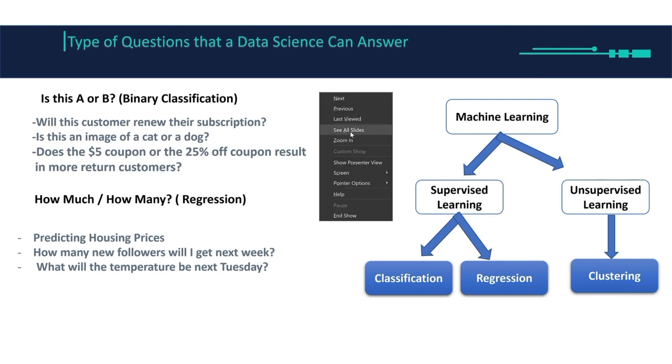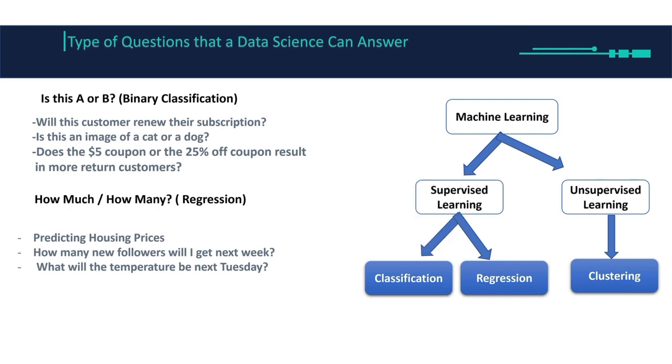Alright, so right now we are going to learn what type of questions a data scientist can answer. We are going to start with something called supervised learning and unsupervised learning. I'm pretty sure you can tell that from the title of this video. But let me tell you, now we are talking about machine learning. So what type of questions can a data scientist answer?